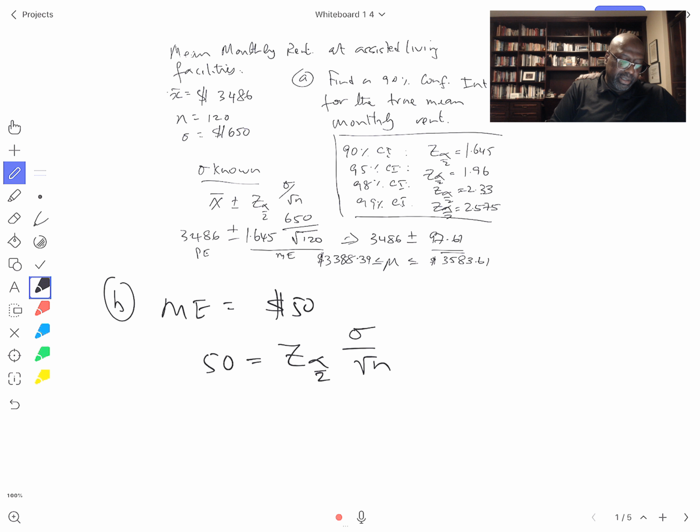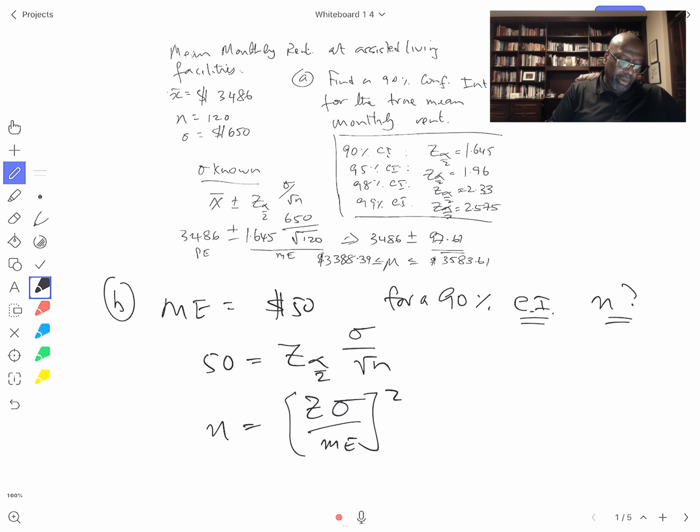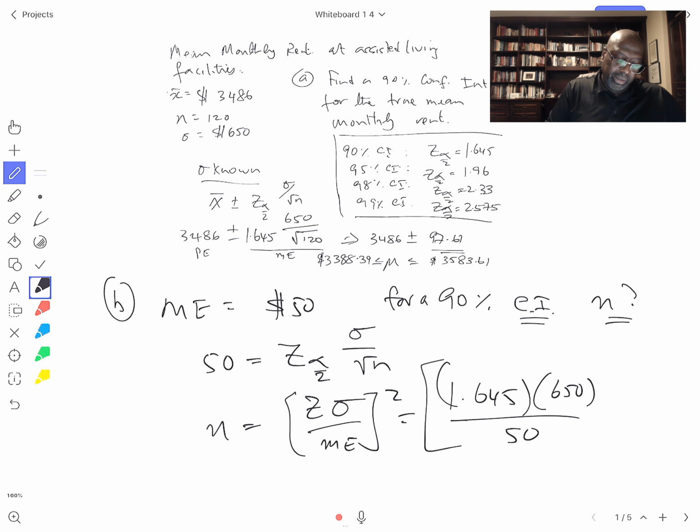We don't know what n is, but we know what sigma is and what the z is. We still want the same 90% confidence interval. So what is n? The sample size. So when we compute that, n is equal to z times sigma over the margin of error, squared. You may recall that formula. Z is 1.645, sigma was 650, and the margin of error we said is 50.